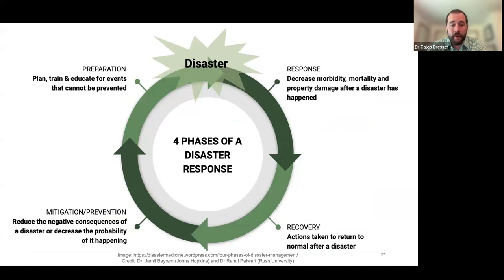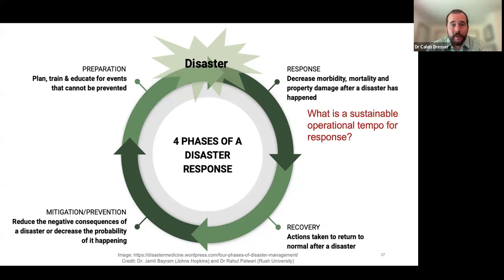And credit to this image to Doctors Byram and Patwari. There's really a lot out there already on this disaster cycle, but suffice to say that the idea here is that dealing with disaster risk requires this constant iterative process where when a disaster occurs, yes, you respond to that and there's a recovery period, but you don't stop there. You also make sure that long term, you are trying to mitigate or prevent disasters from occurring, and that you are preparing for these events before they occur. So what does climate change mean for this cycle?